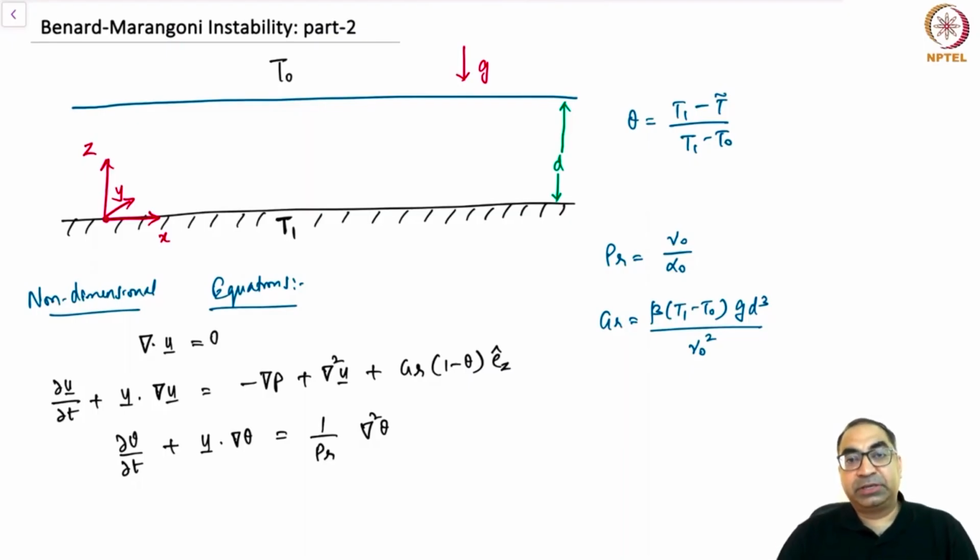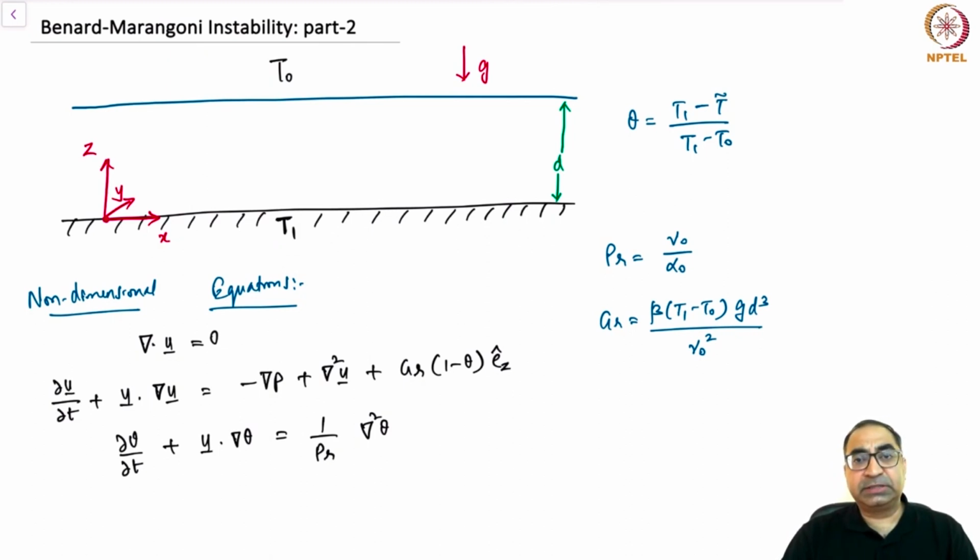We'll continue the discussion on the Benard-Marangoni instability in this lecture. In the previous lecture, starting from the governing equations, we derived the non-dimensional form of the Boussinesq equations. These are on your screen. The problem setup was we have a hot plate at the bottom and we have a liquid of thickness D. We will assume that the gas above is passive.